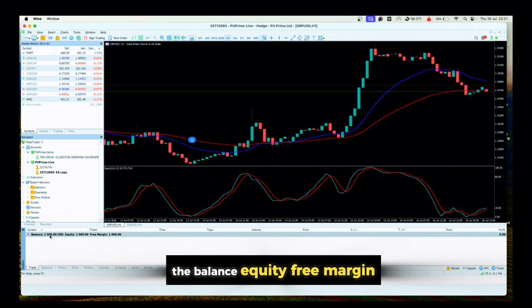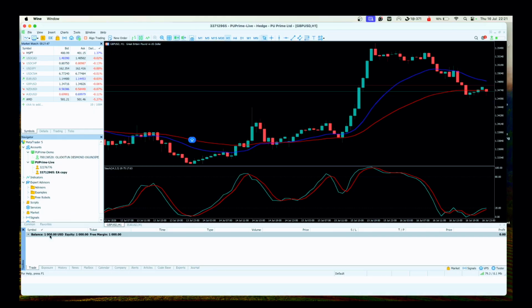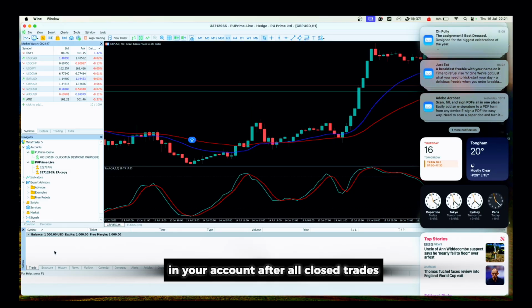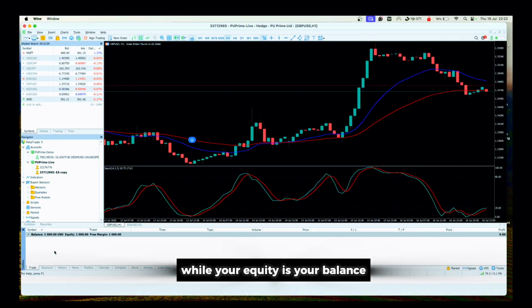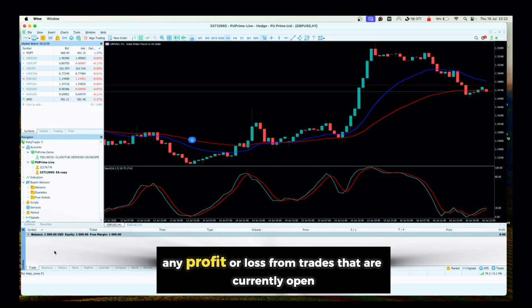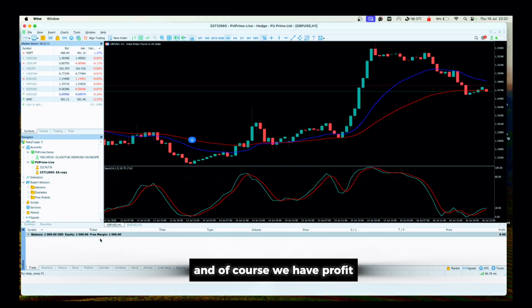The balance, equity, free margin. Now, what is your balance? Your balance is the amount of money in your account after all closed trades, while your equity is your balance plus or minus any profit or loss from trades that are currently open. And of course, we have profit.